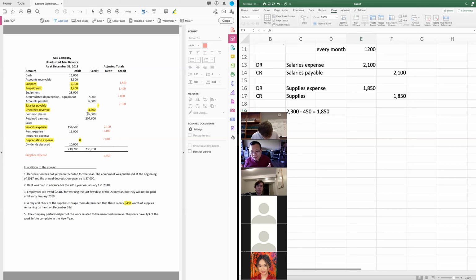Wouldn't unearned revenue decrease by 3,000 because you've done 2/3 of the work? Yes, very good. And cash would increase by the 3,000 as you've earned the revenue. So that's going to be revenue, right? That's going to be revenue. So what happened here?